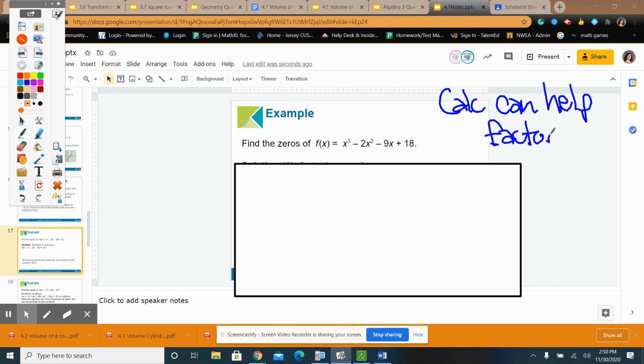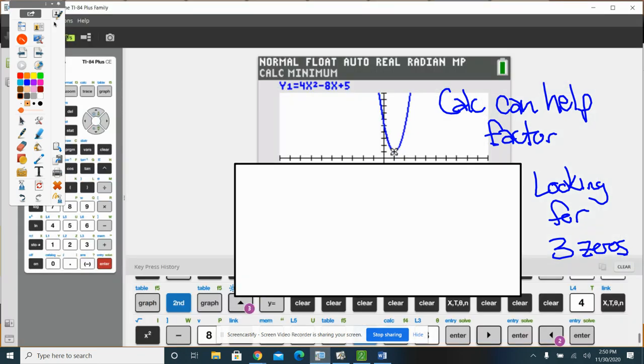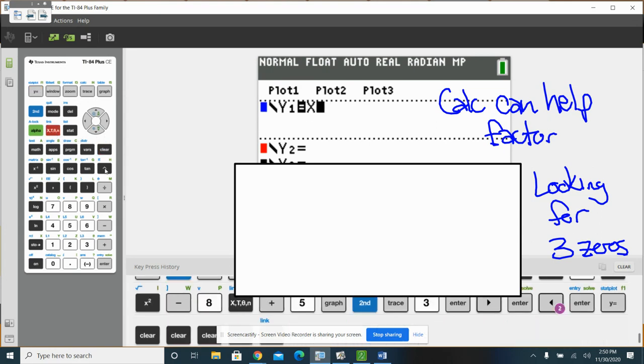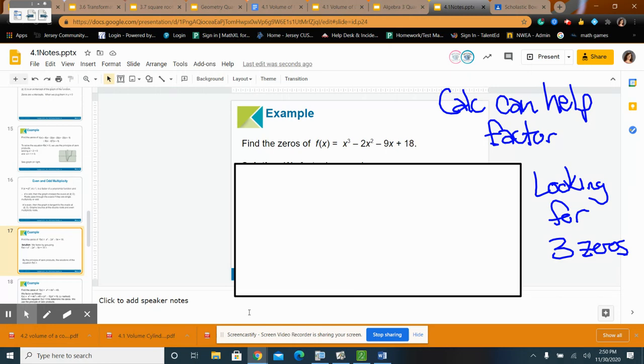First of all, what is the degree? The degree is 3, so I'm looking for 3 zeros. So type that into your graphing calculator and see what you get. X to the third minus 2x squared minus 9x plus 18.